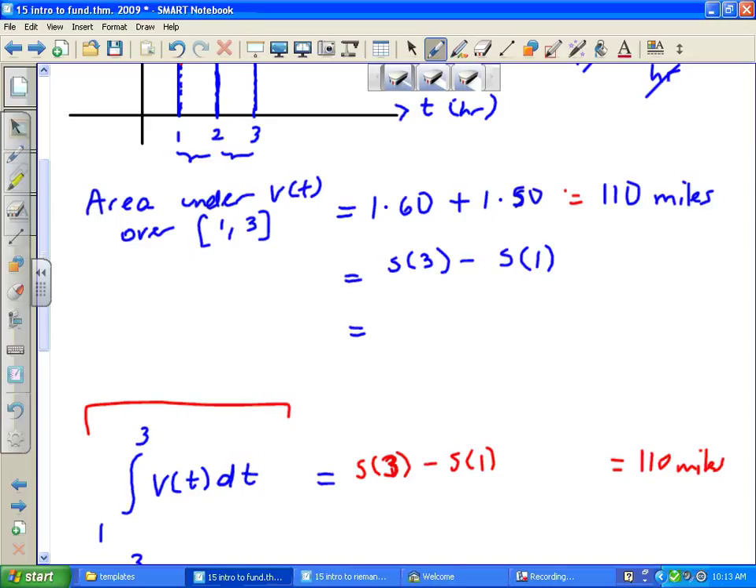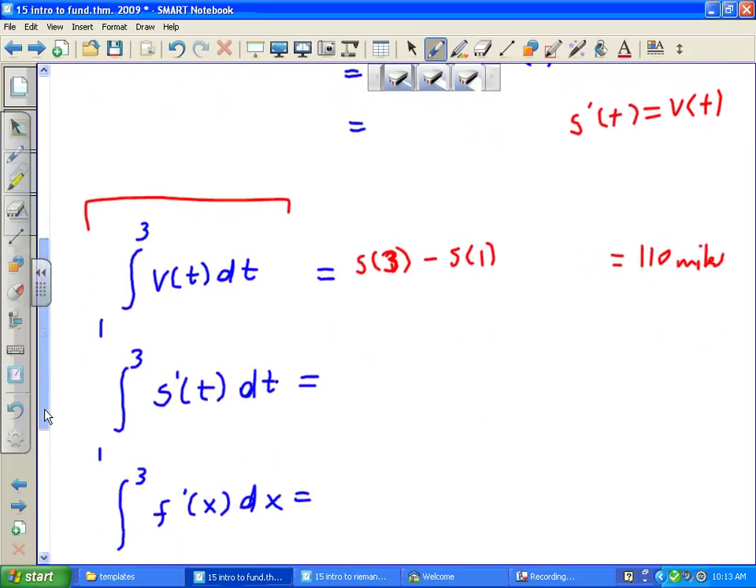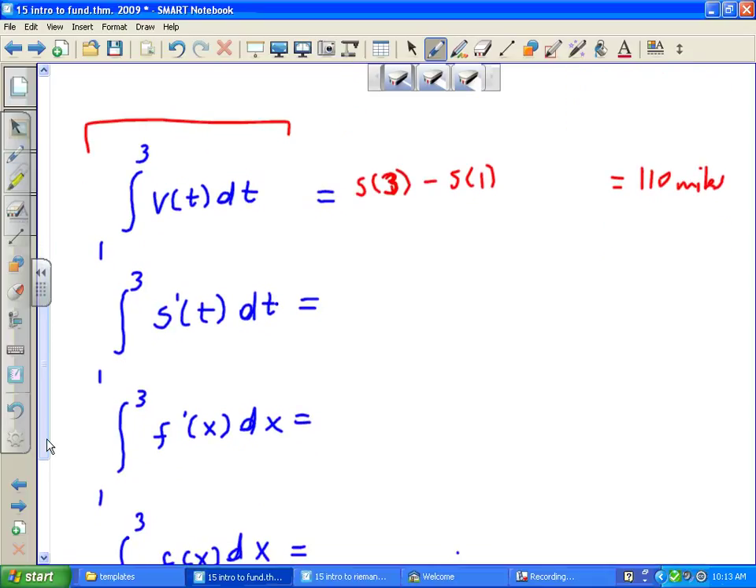Okay. Now, I'm going to write this in one other notation for you. Would you agree that velocity is the first derivative of distance? We've seen it a long time ago, right? S prime of t is the same thing as velocity, because S prime is the rate of change of distance, right? That's velocity. So instead of v of t in this next line, look what I'm putting down. Instead of velocity, I'm putting down S prime. Can I do that? In other words, is velocity the same exact thing as S prime?